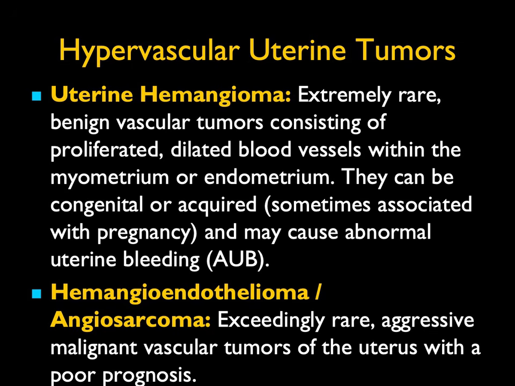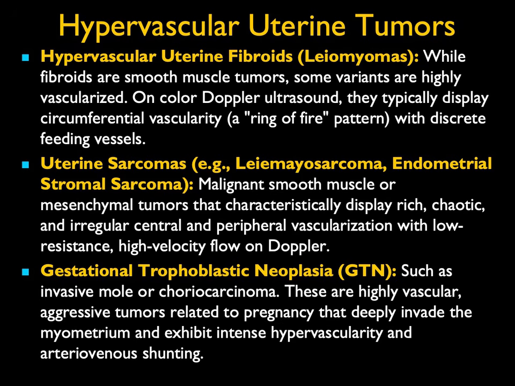Just to review, typical uterine tumors that are hypervascular. Unusual are hemangiomas. I don't think I've seen one. And angiosarcomas, which are both very rare. Most commonly, leiomyomas. It can be a challenge sometimes differentiating leiomyoma and leiomyosarcoma. And then, as we spoke about, gestational trophoblastic disease is another possibility.